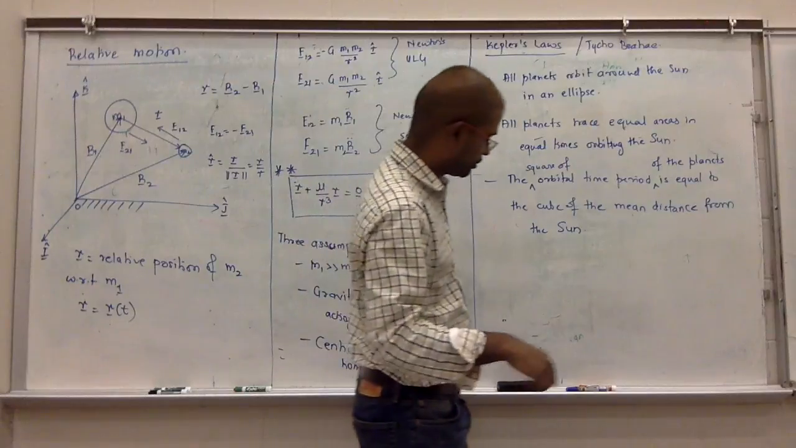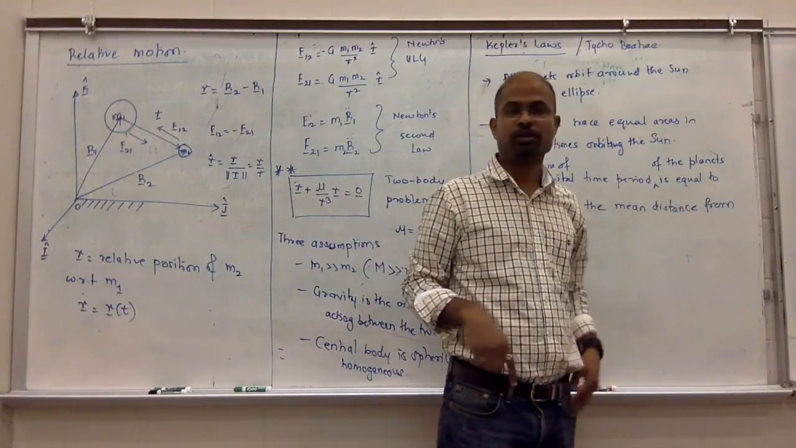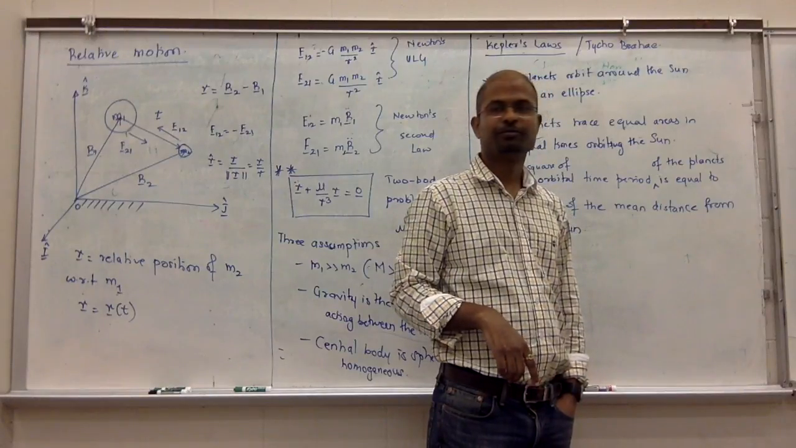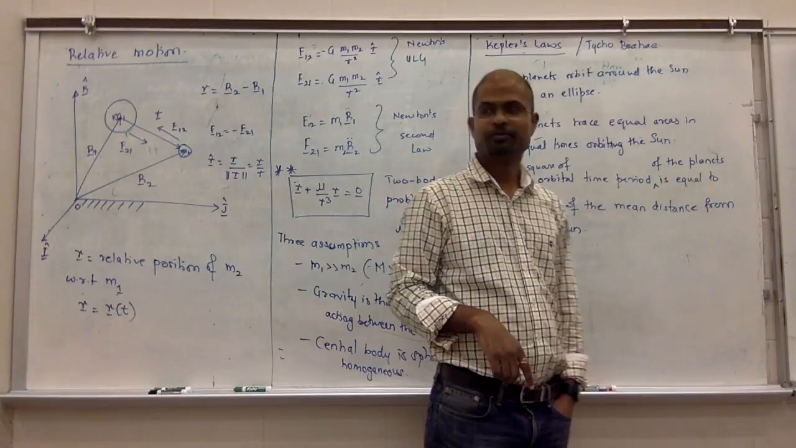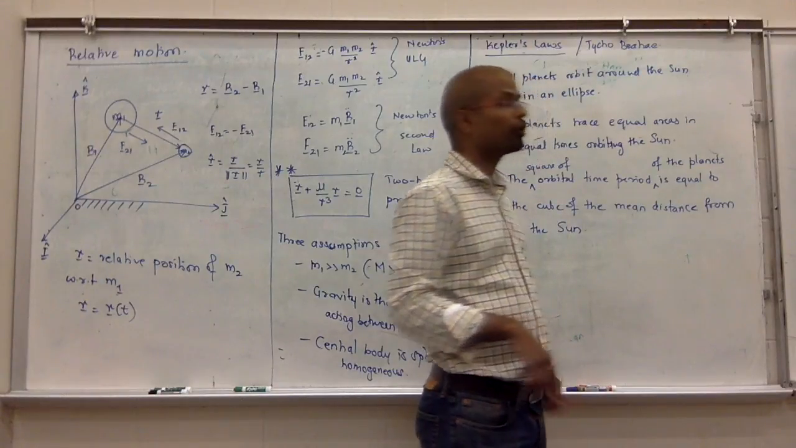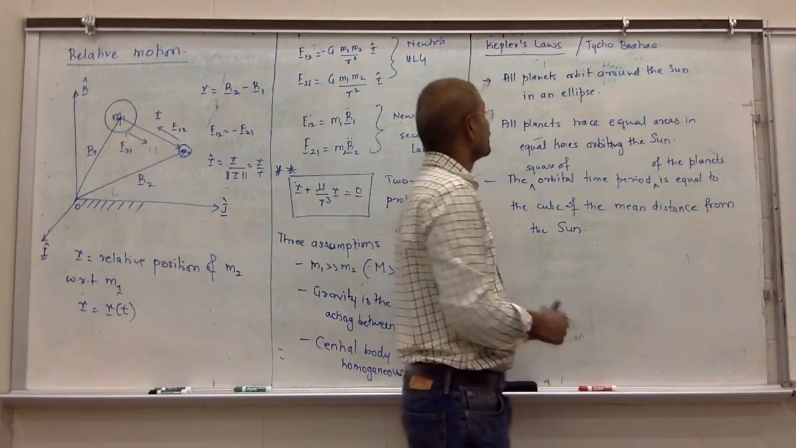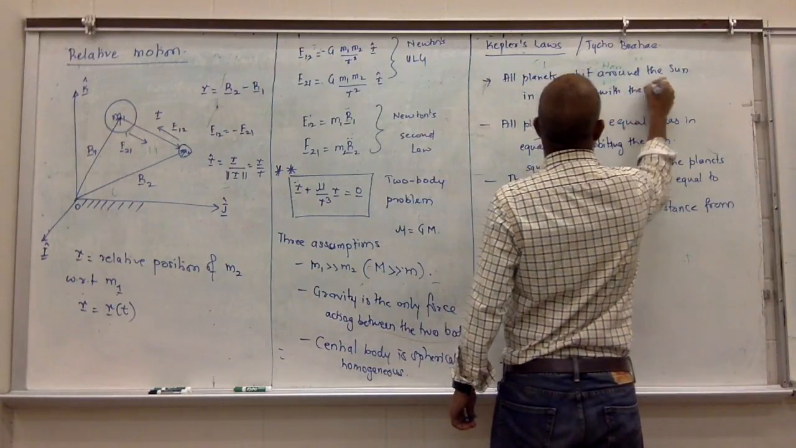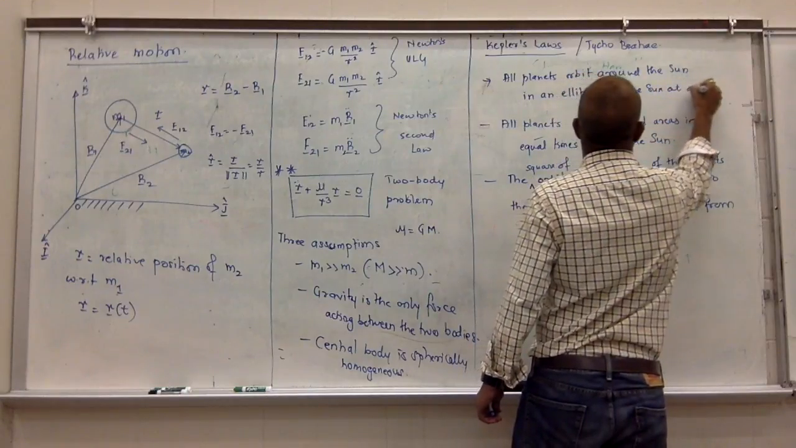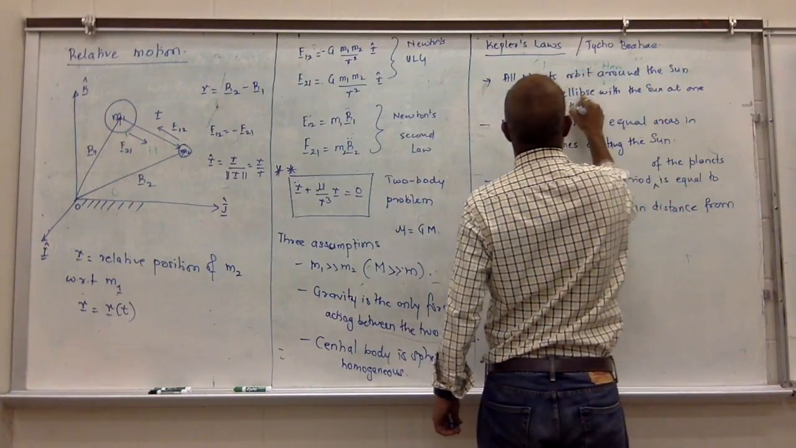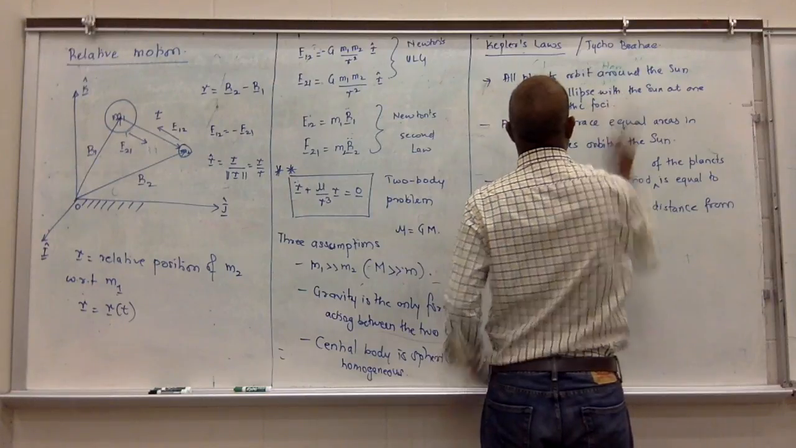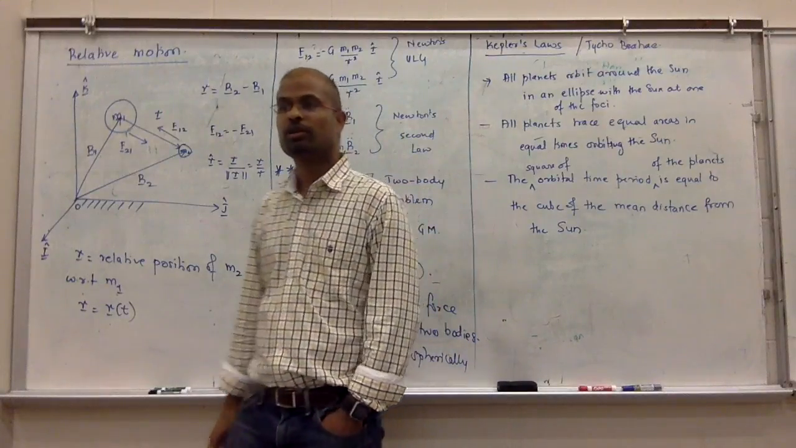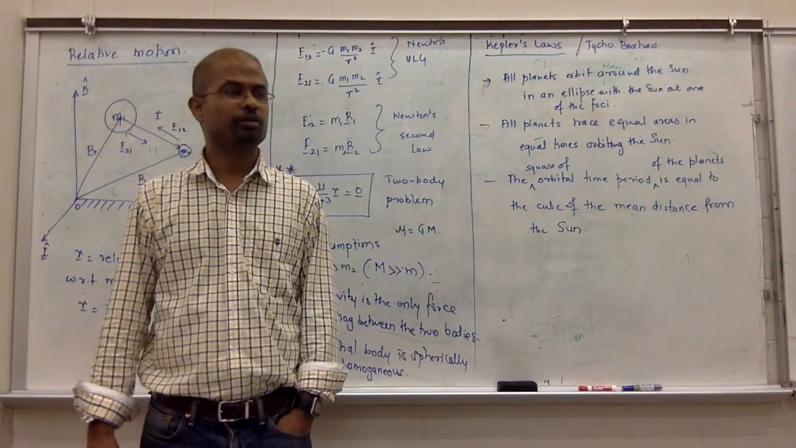How do you draw an ellipse? This is where I need you to have those compasses or your geometry box. Have you got your geometry box? I have one. Okay. So how do you draw an ellipse, with the sun at one of the foci? Do you guys remember how you drew an ellipse in high school? How do you draw it?